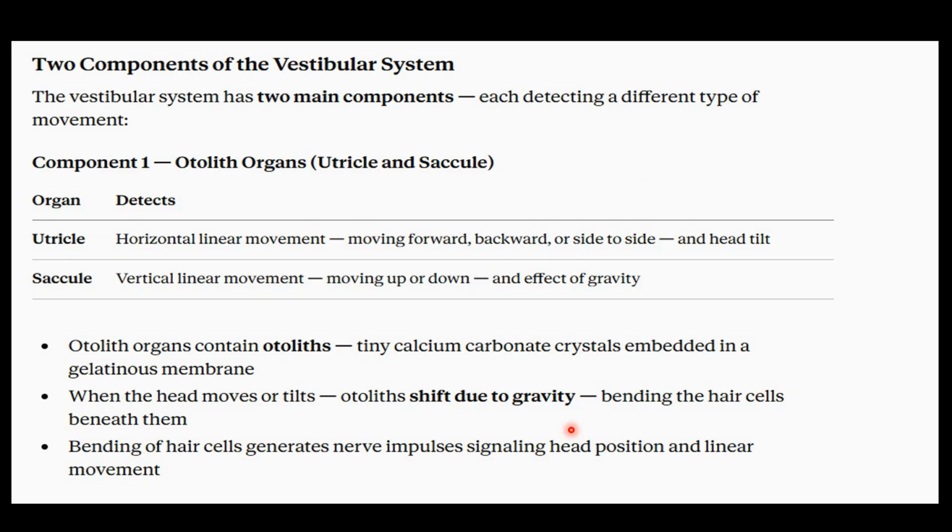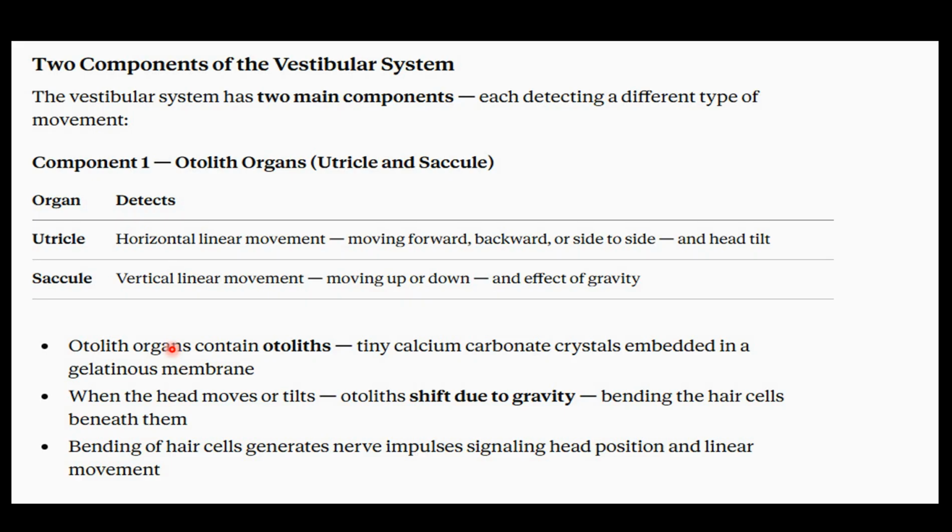Okay, I think we forgot to cover the first component, but it's fine, so let's cover component one also, which is the otolith organ, which includes the utricle, which is for horizontal linear movement, moving forward, back or side to side, and head tilt. Then we have the saccule, which is for vertical linear movement, moving up or down, and the effect of gravity.